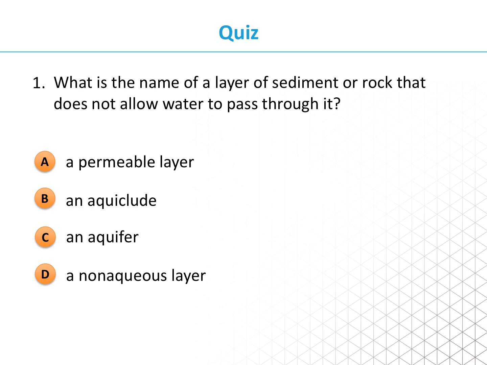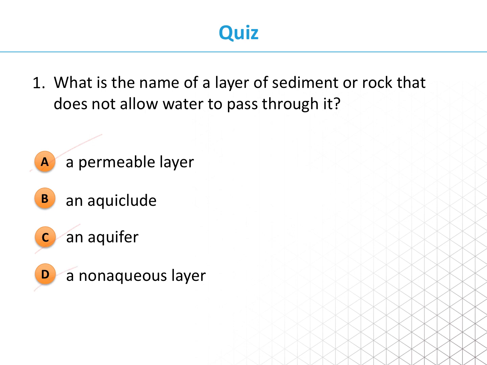Alright, so the first question up is, what is the name of the layer of sediment or rock that does not allow water to pass through it? Right, so when I'm thinking water can't pass through, the first word that comes to mind would be impermeable. Second word that comes to mind to me would be clay. So with that, I'm going to cross out permeable layer. Then I'm going to cross out aquifer. And then I don't think I've heard of non-aqueous.